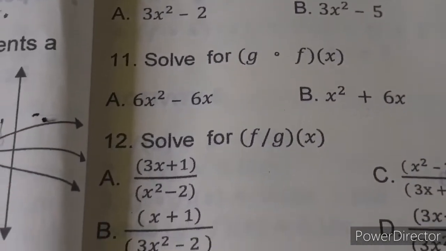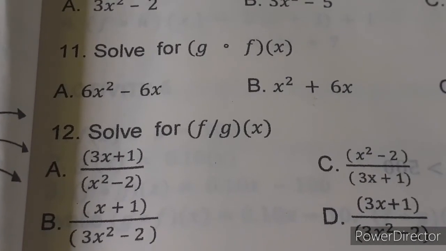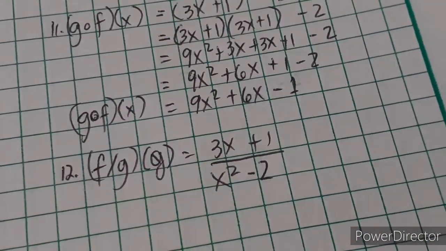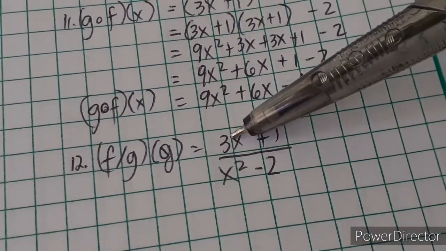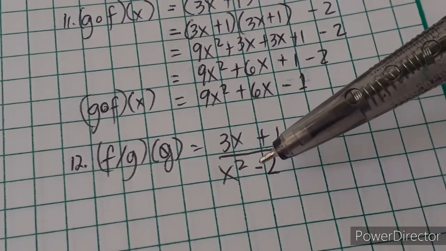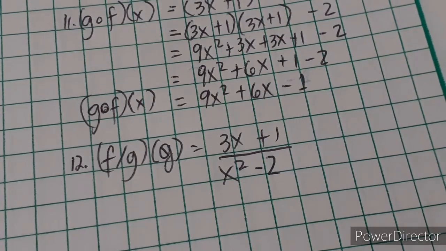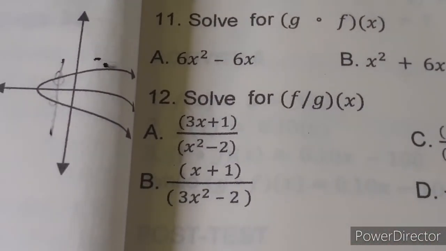For number 12, we are asked to divide f by g. This one's very simple. We simply divide. F is 3x plus 1 divided by g of x, which is x squared minus 2. And so we see that that is in letter A.